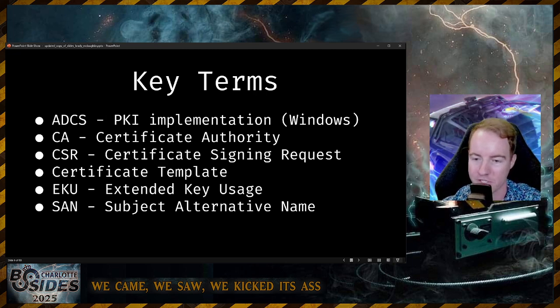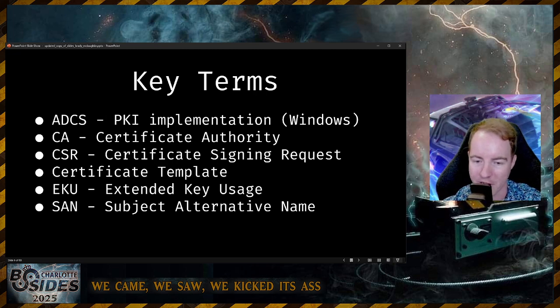So these templates are used so that we can basically get in there and get out pretty fast with our CSRs. Extended key usages, or EKUs. This is a certificate attribute that is used to specify what a certificate is used for. So anytime you hear me say EKU, just think this is what we're doing here.